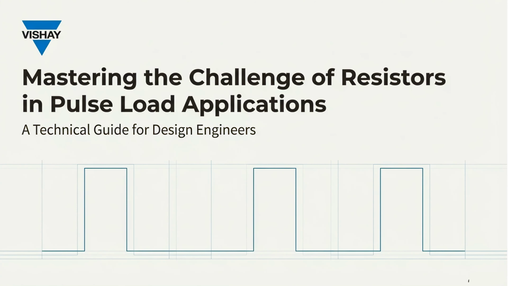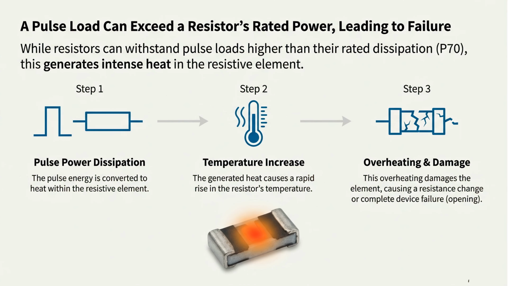Welcome to this technical guide on mastering the challenge of resistors in pulse load applications. We will explore how to analyze pulse conditions, select appropriate components, and ensure robust circuit performance. A pulse load can generate intense heat, causing the resistor's temperature to increase rapidly. This overheating can lead to damage, a change in resistance, or complete device failure.